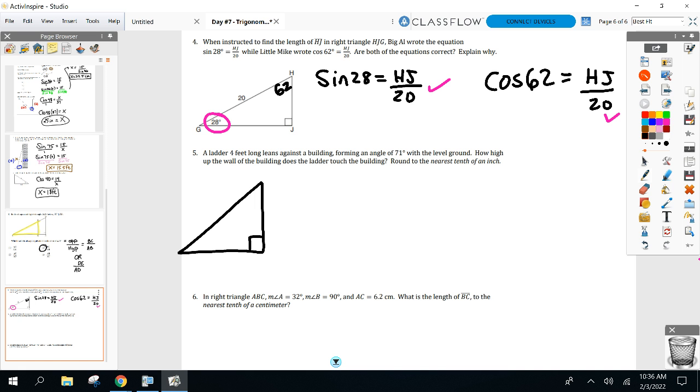Where are you going to put the four? Ladder leaning against the building. A four right here, 4 feet, right? Hypotenuse. Oh boy, this is when I start getting fired up.